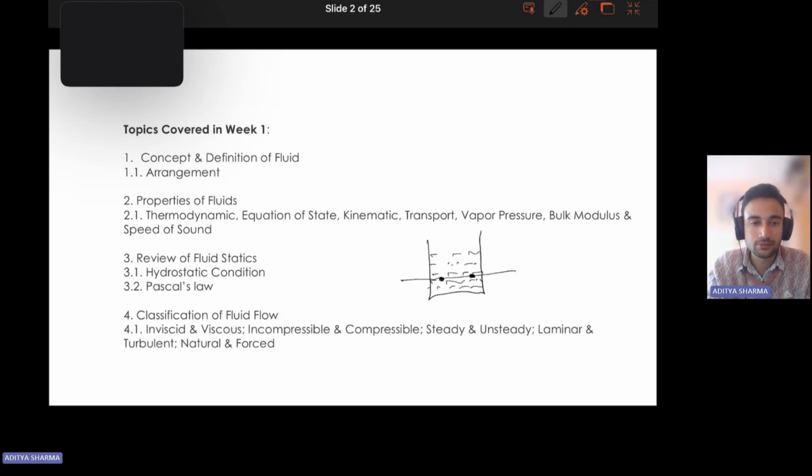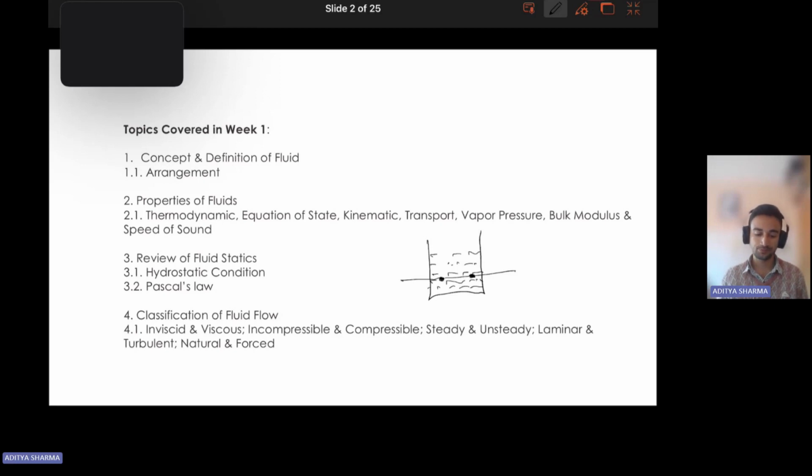Then the next topic was classification of fluid flow. In classification of fluid flow, we saw the various types of fluids and their categorization. The fluids were categorized based on some particular theme, and that was discussed in this very topic.